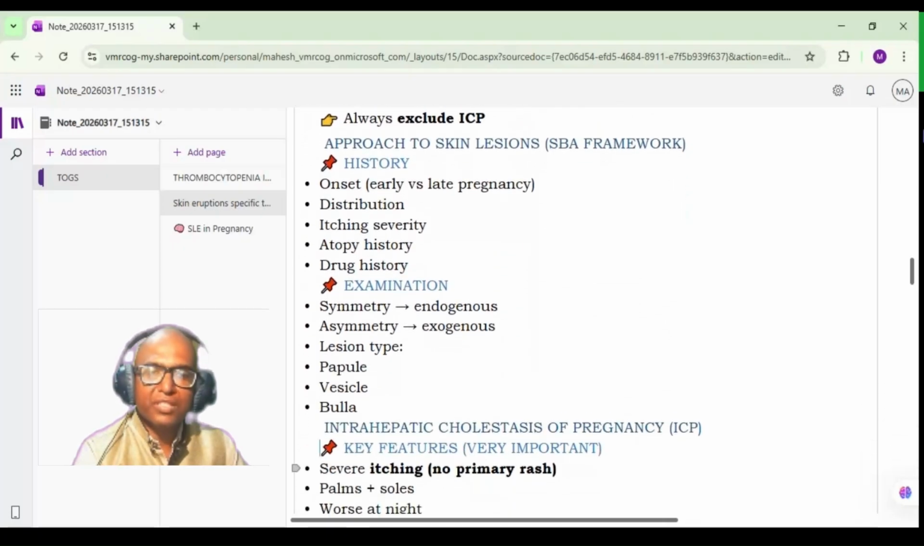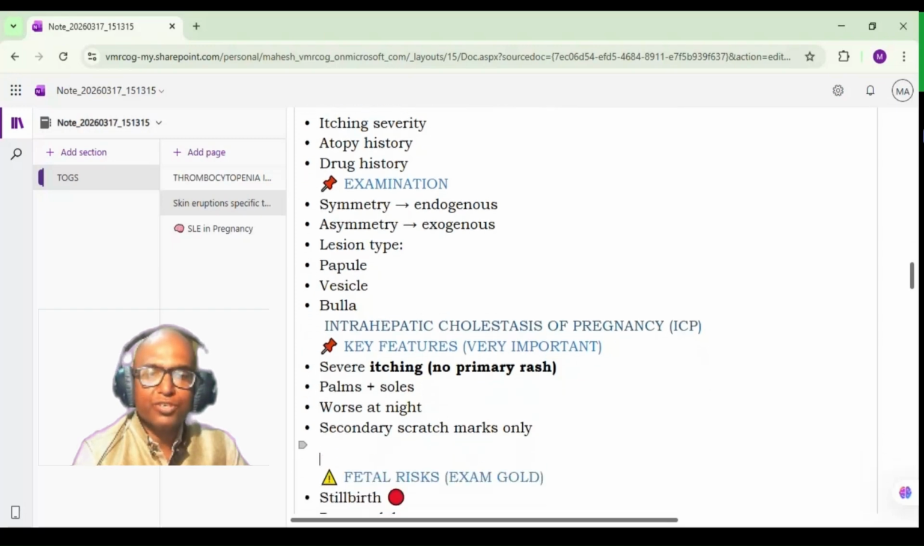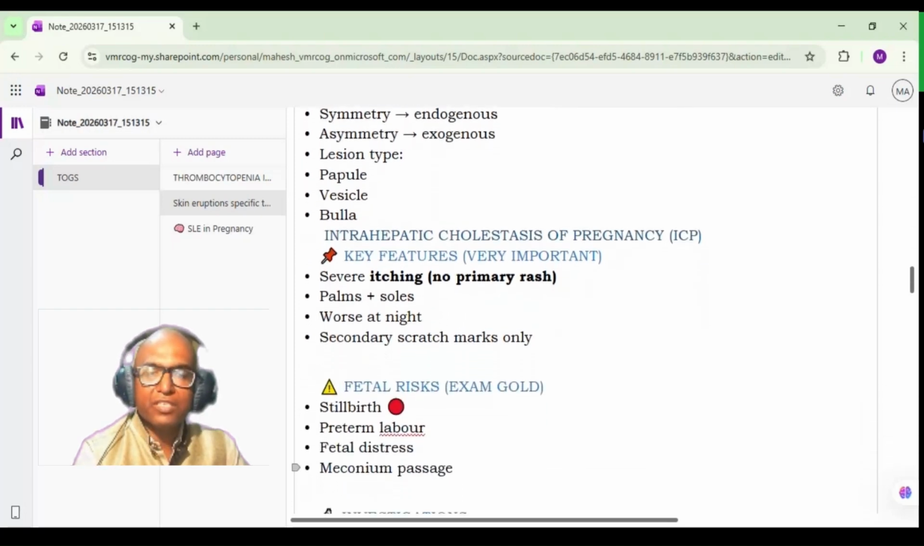Okay. So during the history, we should ask about the onset. What is the distribution? Is it associated with itching, atopy, drug history? That we should know. Then we should look for the symmetry. If it is symmetrical, most probably it is an endogenous cause. If it is asymmetrical, that means it is likely to be exogenous. Okay. So what is the type of lesion: papule, vesicle, or bulla formation? Because these typical descriptions will give us the clue for the diagnosis.